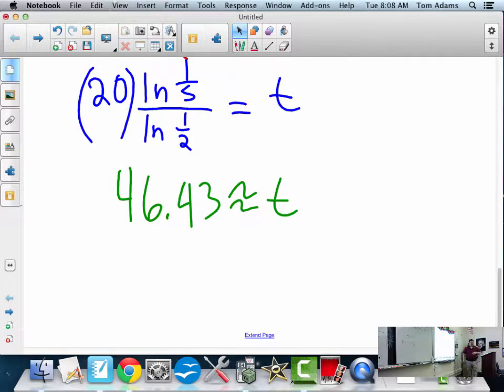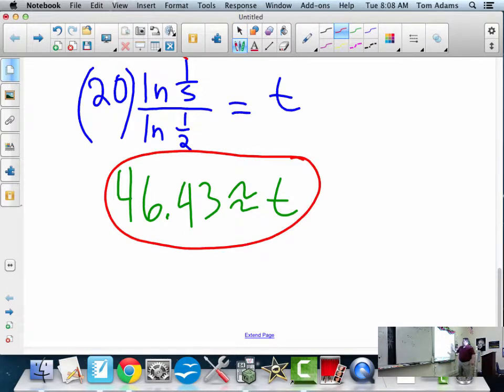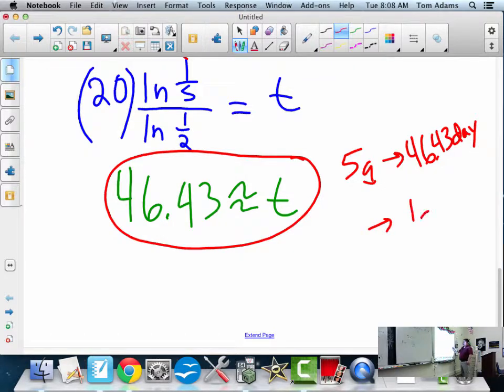So what did I just do? Somebody tell me what t is approximately 46.43 means. Yeah, go ahead. I'm not going to call your name because we're recording, but yeah. That's how many days it's going to take for you to get to 1 gram. Yep. So this is how many days it's going to take. So we start off with 5 grams of this radioactive substance. After 46.43 days, we're going to be left with 1 gram.